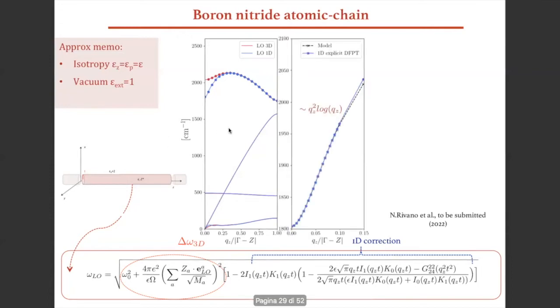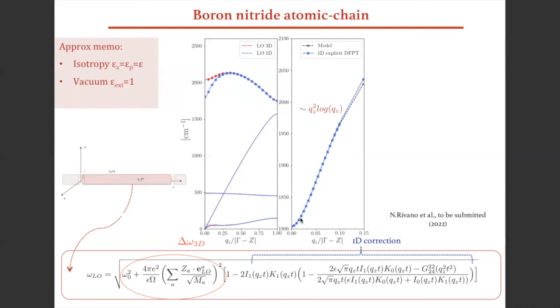Instead, if we consider the long wavelength limit, so small q, we are getting closer to gamma, we can focus on the LO branch here. And we see that, first of all, this term will go to one. So basically, we'll have a breakdown of the dielectric shift as announced. And the asymptotic trend is a sort of logarithmic behavior, given by the modified Bessel function and the Meijer G-function.